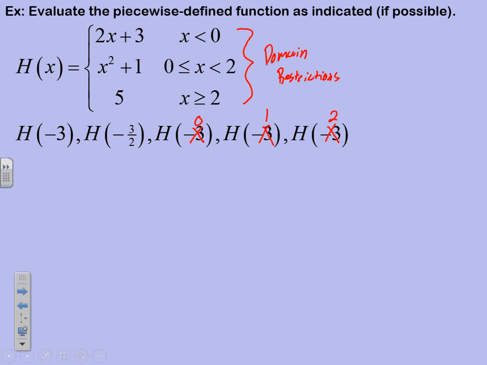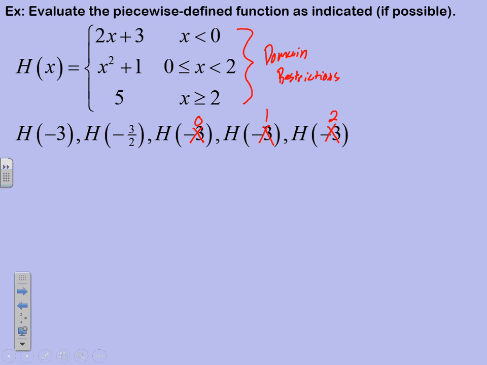Now we're going back to our function notation. Basically what this is saying, for function h, is substitute these values into the appropriate part of the function for that number. So this is where the domain restrictions come into play, at least for the evaluating part. We'll take that -3 and substitute it into whichever piece allows x to be -3.